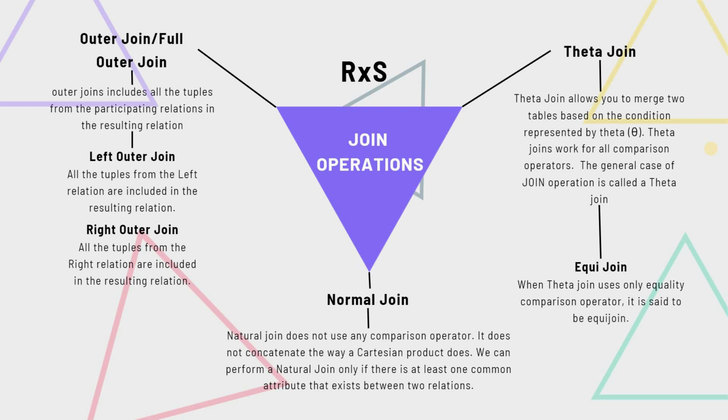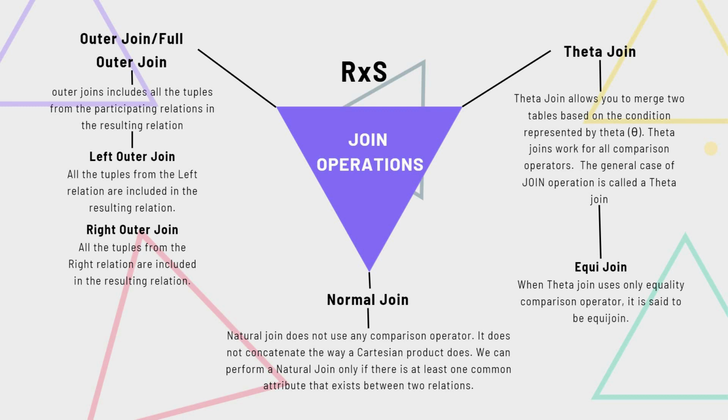There are other operators that are used to filter the values and join the tables based on various conditions. These operations are called join operations. We will discuss them one by one. Theta join merges tables based on conditions of theta. Theta is basically a placeholder for all comparison operators. Thus, it is a general case of a join. It is represented by a theta symbol.